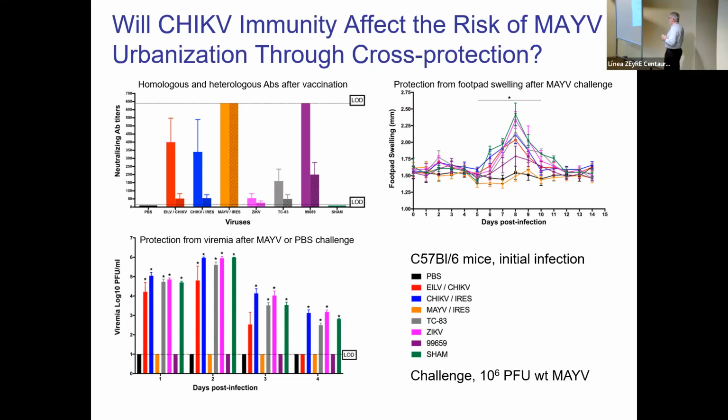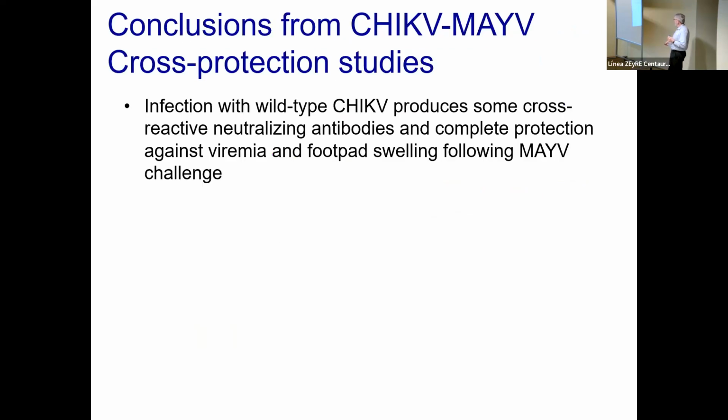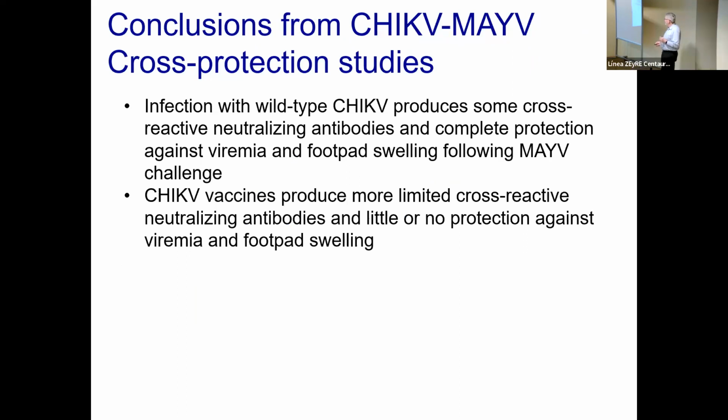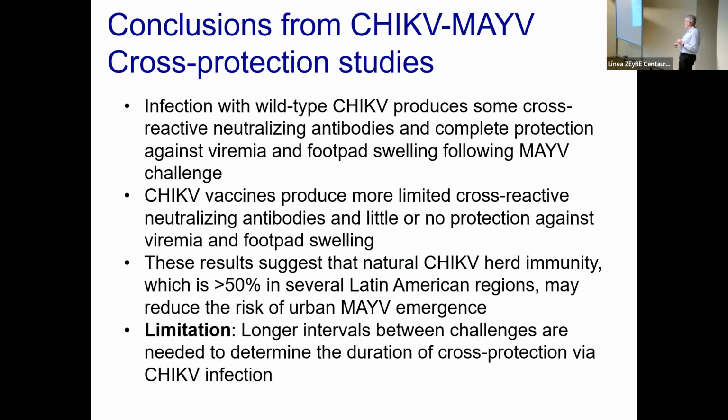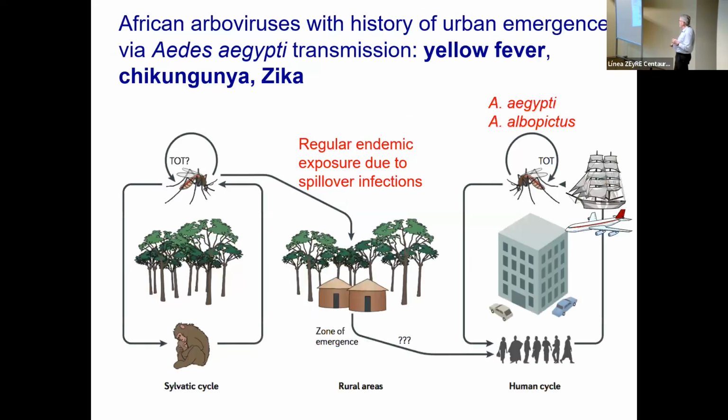But there's probably also going to be protection in the other direction. If we ever develop a Mayaro vaccine, we would expect some cross protection for chikungunya. So infection with wild type produces the best cross reaction, prevents swelling, and completely prevents viremia. The vaccines have more limited cross protection. And these results suggest that if there's overall roughly 50% herd immunity in many areas where Mayaro virus circulates, this may reduce the risk, at least for a while, of emergence of that virus. But what we didn't do was look at long-term cross protection. This cross protection could very well wane after a few months or a few years, and we're going to plan to do some longer studies on this in the future.